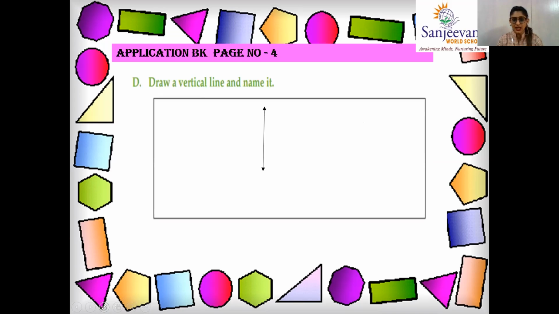Draw a vertical line and name it. Now you have to draw a line. The line always has arrows on both sides, which indicates that it is endless. So draw a straight line, draw arrows on both sides, and name it. Any name of your choice you can give. I have named it AB. There is no measurement, nothing. You can draw a line of any length.